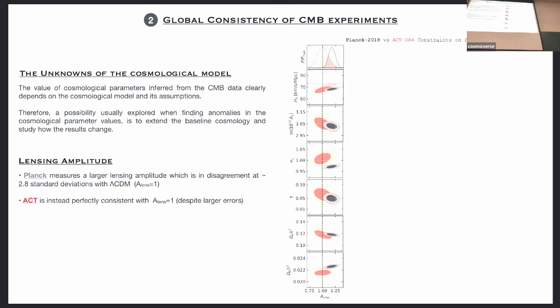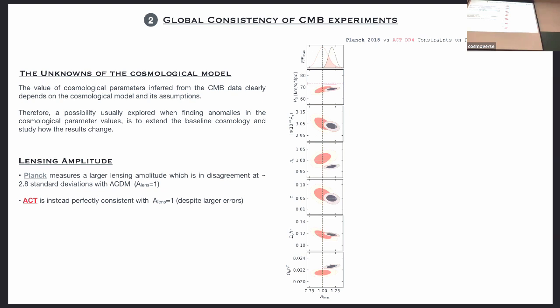However, it is also true that the values of cosmological parameters as measured by the CMB depend to some extent on the cosmological model, the global paradigm that we assume. So a possibility we usually study when we find these anomalies is to extend the cosmological model and check if there is an extended model where this difference can be alleviated or reconciled. So I would like to do now the exercise to consider all the possible simple, minimal extensions to ΛCDM to show that, again, these experiments always go in different directions.